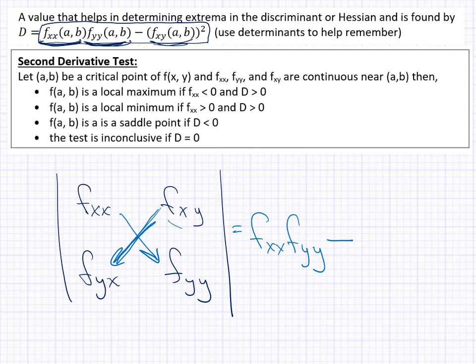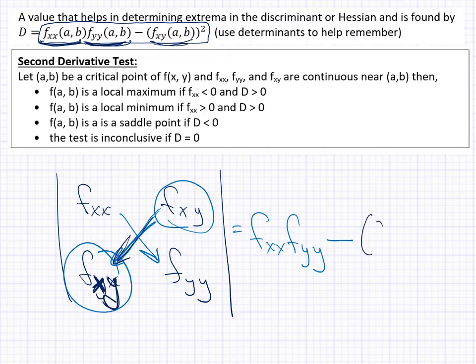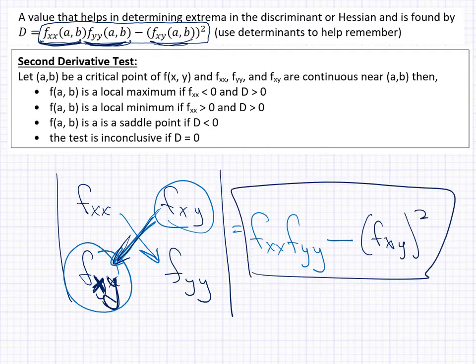But remember, these mixed partials should equal each other if the function is continuous. Well, no sense of talking about a maximum or minimum point at a location where the function's not continuous anyway. So if these are the same, then I can say this is also xy, in which case if I'm multiplying them together, it would be f of xy squared. And you see that's exactly what this discriminant is. And so we're going to need that as part of this second derivative test.